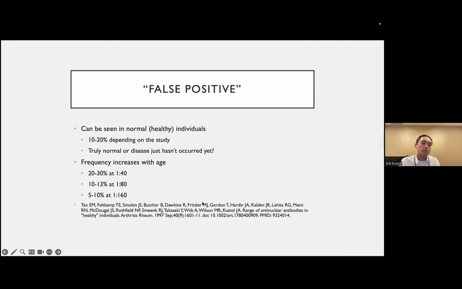And the other thing that we have to keep in mind is that the frequency of these ANAs being positive increases with age. So it's almost like an expectation. Now, positive ANAs can be present in anywhere from like 10 to 20% of the population. Some trials even say 30%.